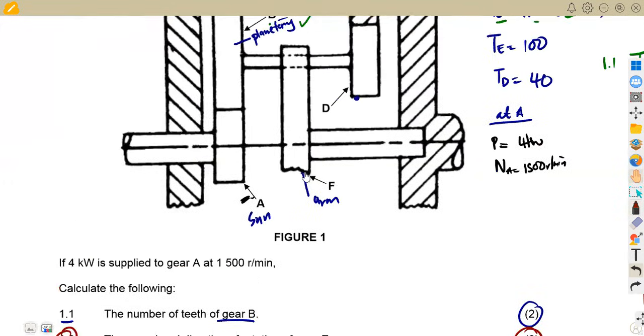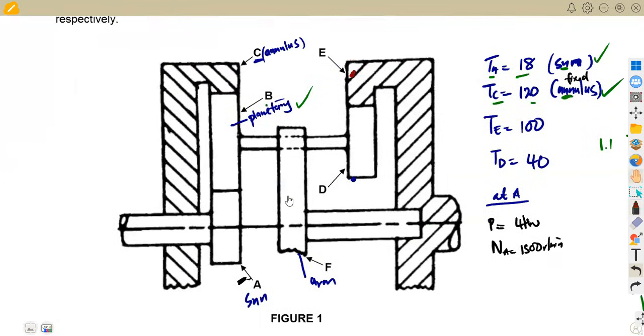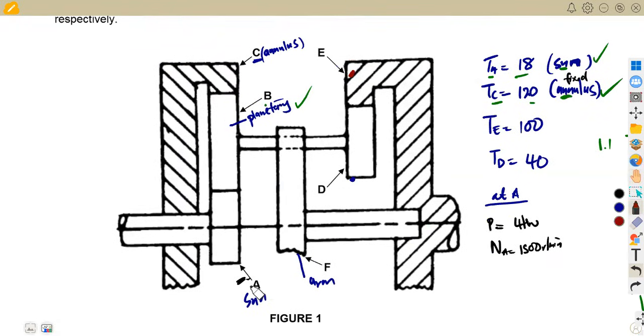So what we are going to consider now is to actually apply our table of motion in this case. As you can see, we are going to consider the sun, the annulus, the planetary, the arm, gear D, and also gear E. But as you can see from our diagram, gear B, which is our planet gear in this case, is linked directly to gear D. So meaning to say these two are at the same speed. That is another part that you must consider. These two are at the same speed. All right, and we shall see that part later on.